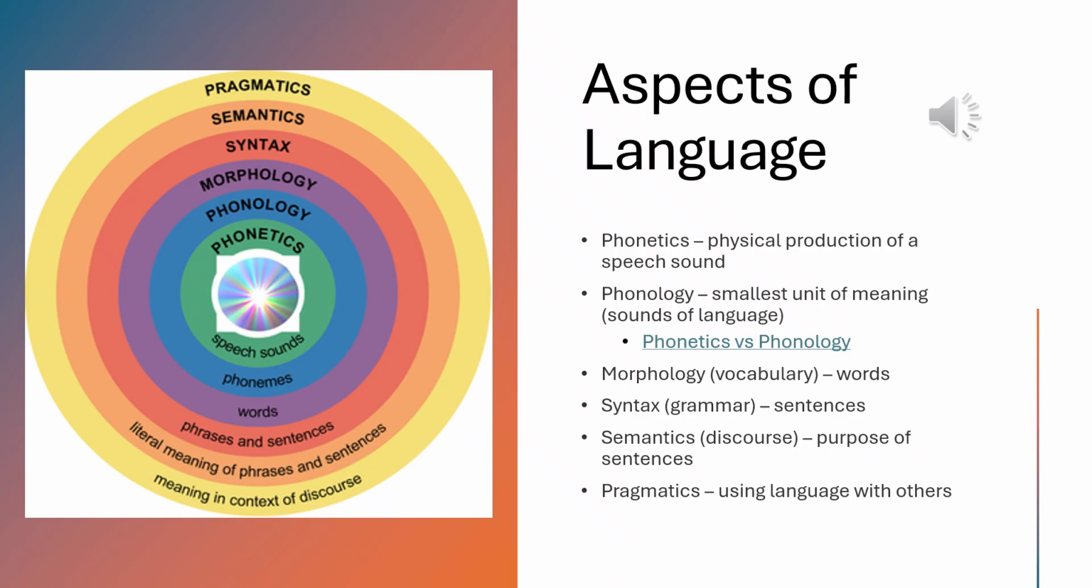There are various aspects of language to consider when studying language development. This slide shows you the 6 aspects of language that are considered to be important. First is phonetics and phonology. Phonetics is just physically producing speech sounds. Phonology is speech sounds that actually have meaning, like the S sound in S has meaning because it implies plurality of words.